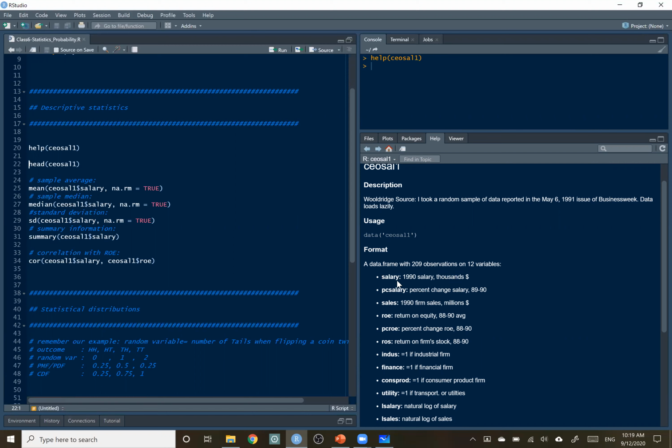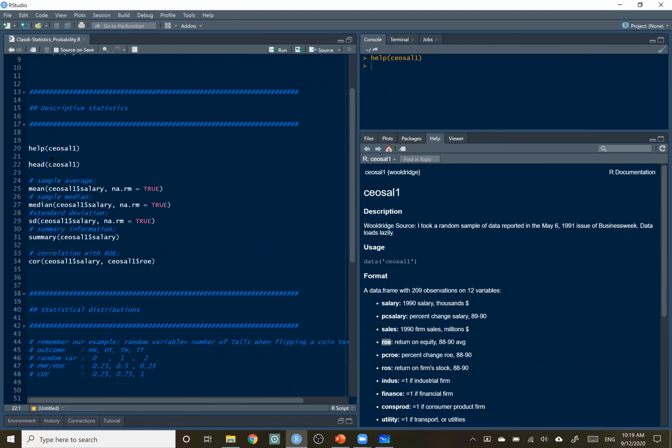And so, for instance, you see that there are a bunch of variables. One is salary, the other one is percentage change in salary, sales, and so on. The goal is to see if you can relate the CEO salaries with their return on equity. These are things that we're going to cover extensively in the course. We want to see if there's any causal relationship between ROE, return on equity, of a company and its CEO salary. These are really interesting questions in the corporate finance world.